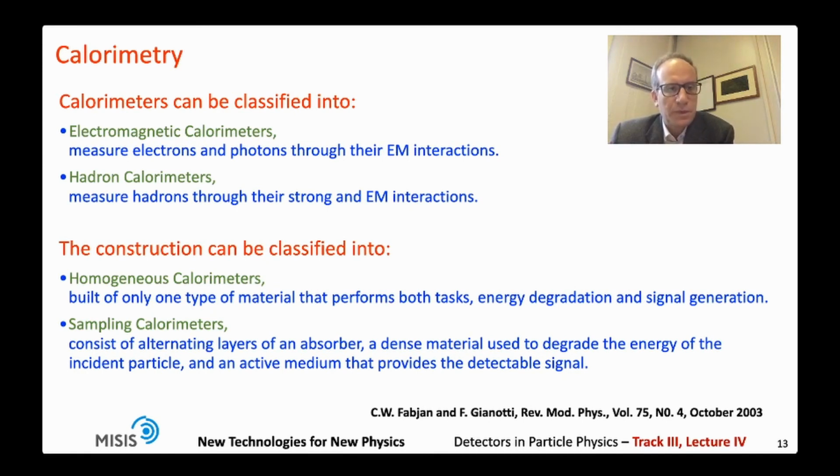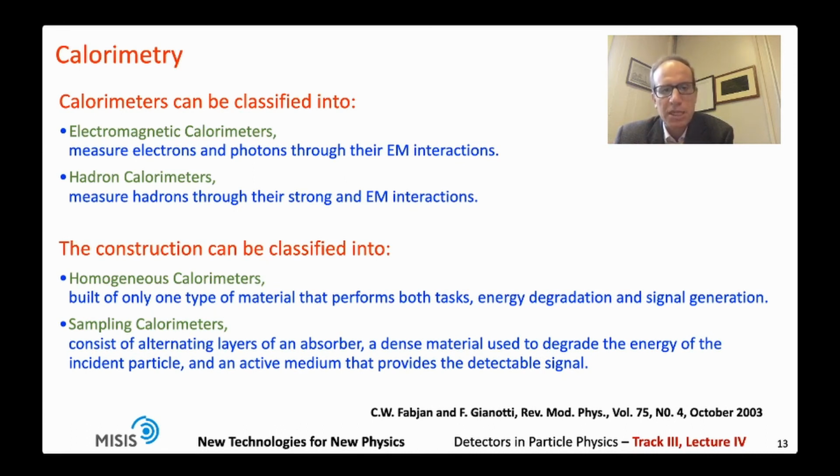So the construction can actually be classified into two categories: homogeneous calorimeters, which are built of only one type of material that performs both the energy degradation, so it acts as the medium where the particles interact and shower, and it also acts as the medium where the signal is produced, so the sensitive medium.